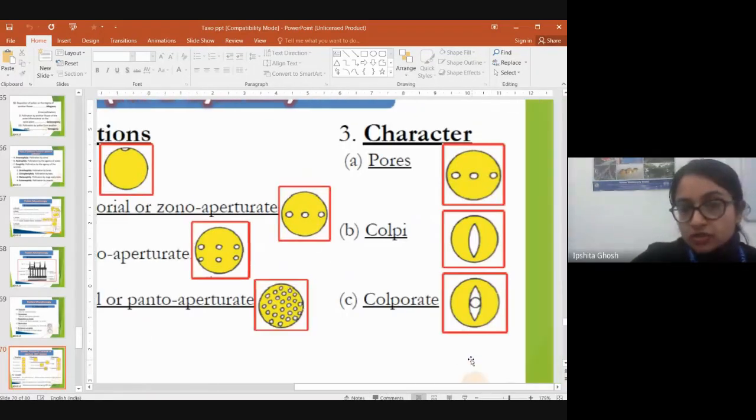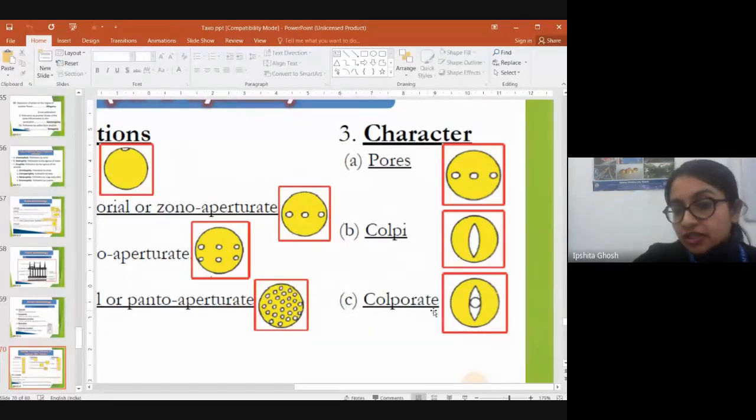So this was positions, and we come to the third category, which is character. There are three characters of these apertures which might help you to categorize them. One is the pores. They appear as circular structures or circular holes; pores are all circular in nature. So they can be pores, they can be colpi. Colpi means they appear like a lens-shaped opening on the outermost layer of the pollen. Exactly as it is shown in the diagram, they'll appear like this.